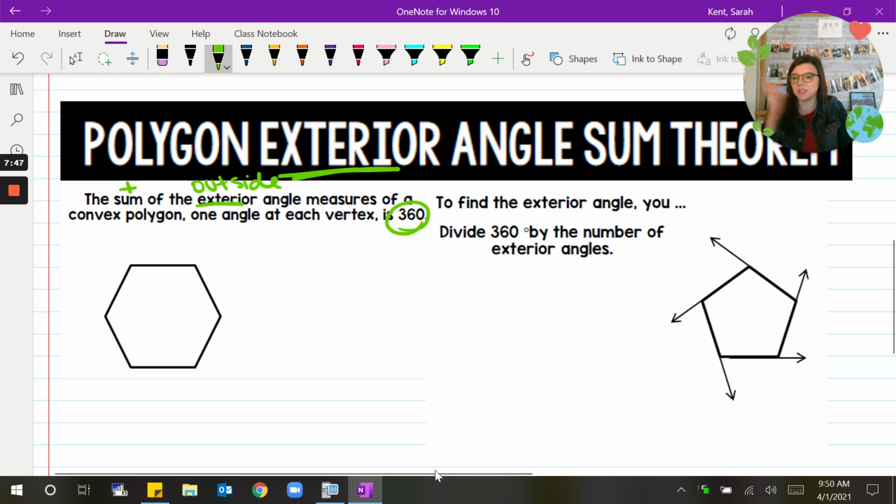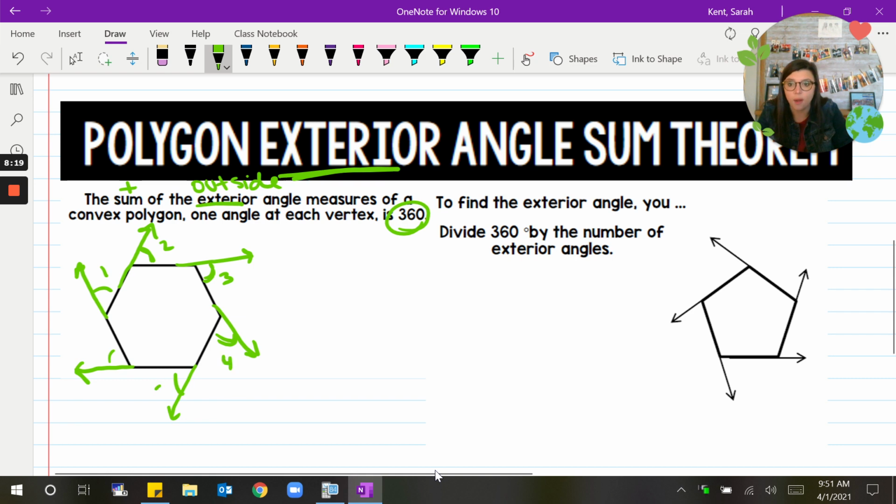So here's where the exterior angles are. If I continue this line out, this would be an exterior angle. If I stretch this line out, this would be an exterior angle. If I stretch this out, there's an exterior. Again, an exterior, and an exterior. So here I have 1, 2, 3, 4, 5, 6. If I add all 6 of those up, it always equals 360, no matter what.